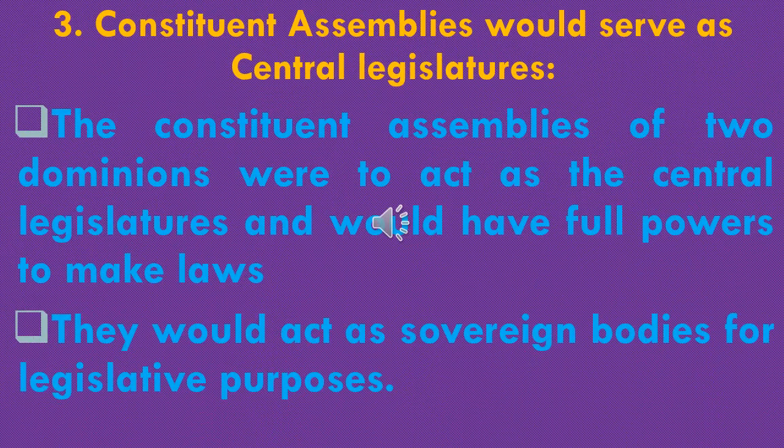The Constituent Assemblies would serve as the central legislatures. Pakistan would have a separate Constituent Assembly. The Constituent Assemblies of both the dominions were to act as the central legislatures and would have full powers to make laws for their respective dominions. They would act as sovereign bodies for legislative purposes.